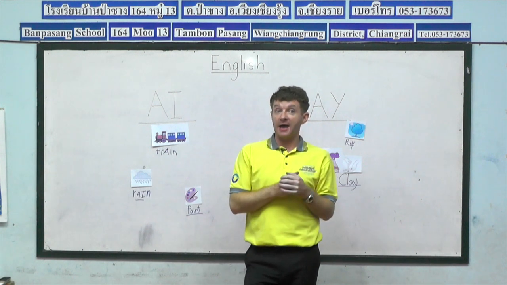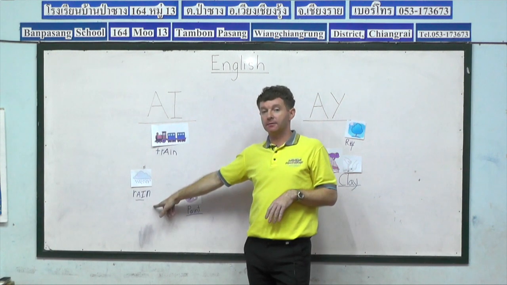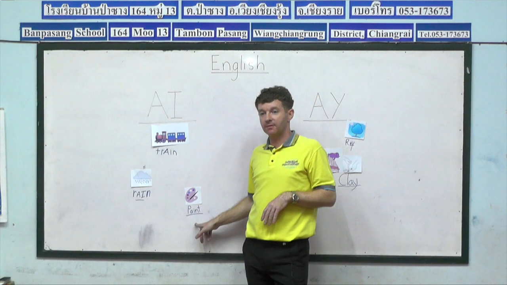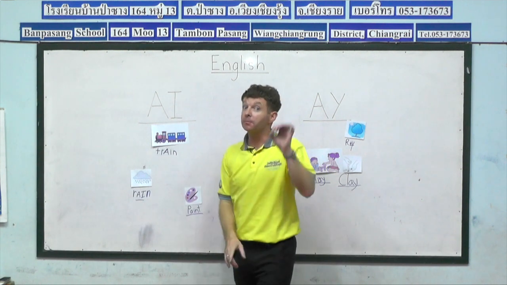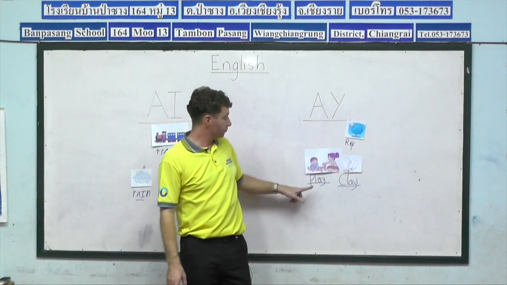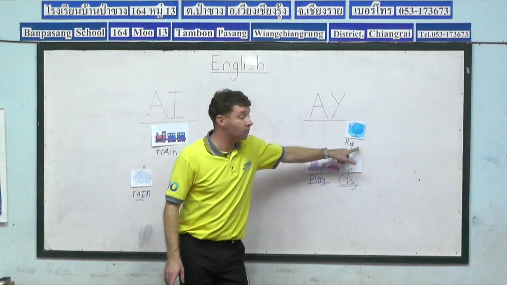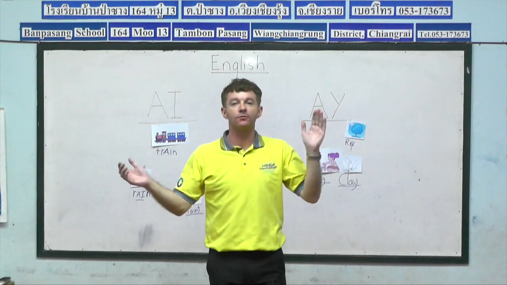So final time. A-I. A-I. Rain. Rain. Train. Train. Paint. Notice A-I always in the middle. But A-Y: ray. Play. Clay. A-Y always at the end. Excellent, guys. Very well done.